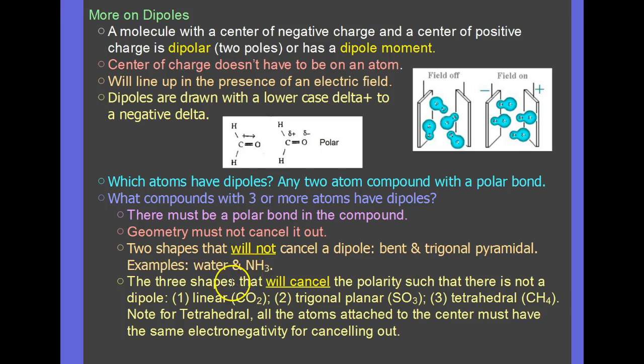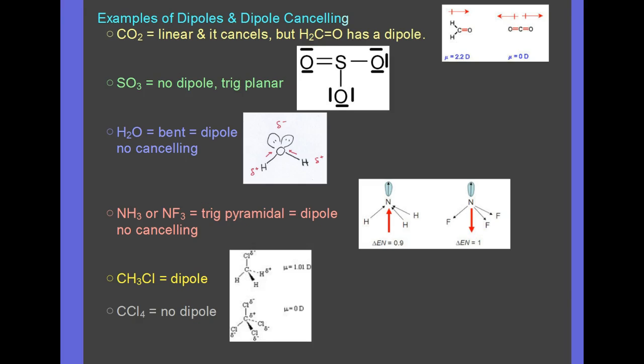Three shapes that will cancel the polarity, such that there is not a dipole, are linear, like carbon dioxide, but the atoms on either side of the center would have to have the same electronegativity. Trigonal planar, again, the atoms around the center would all have to be the same electronegativity. Tetrahedral, and note again, all the atoms attached to the center must have the same electronegativity for it to cancel out. So, examples of dipoles and dipole canceling.